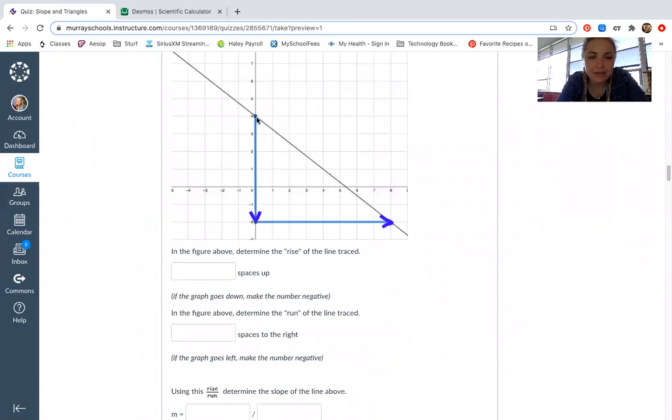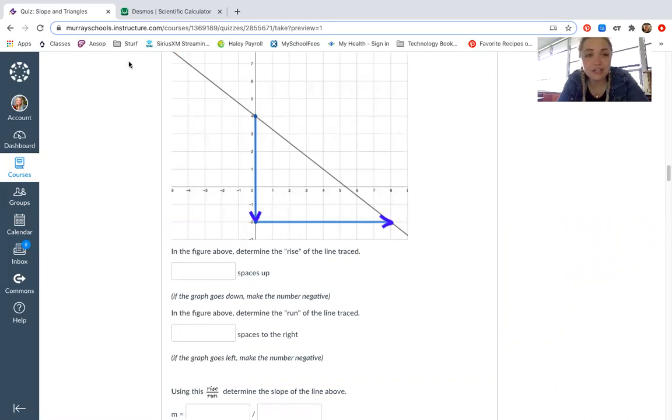So the rise, I'm going from this dot to this dot. It seems a little bit misleading when it says rise because the rise actually goes down. So sometimes the rise is going down spaces, but then right here it says blank spaces up. That doesn't make sense. But remember, if you're not going up, then you're going down. That means it's a negative up.